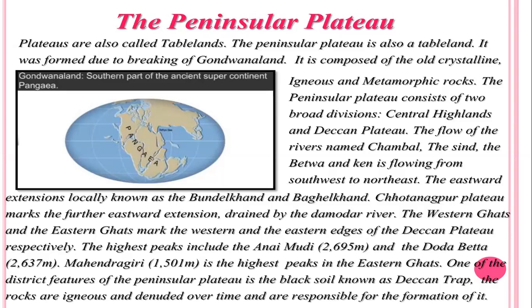The highest peaks include Anaimudi, that is 2,695 meters, and Doda Betta, 2,637 meters, and Mahendragiri, 1,501 meters. These are the highest peaks in the Eastern Ghats. One of the distinct features of Peninsula Plateau is the black soil, which is also known as the Deccan Trap. The rocks are igneous and denuded over time and are responsible for the formation of it.